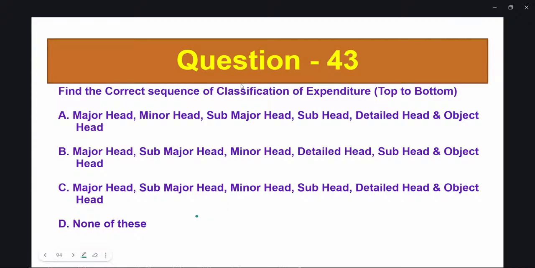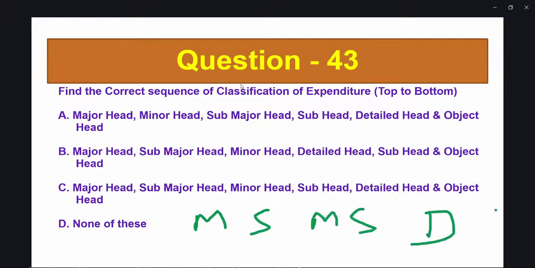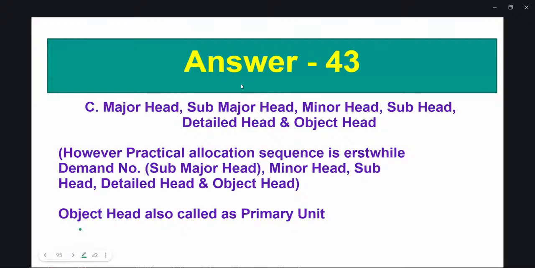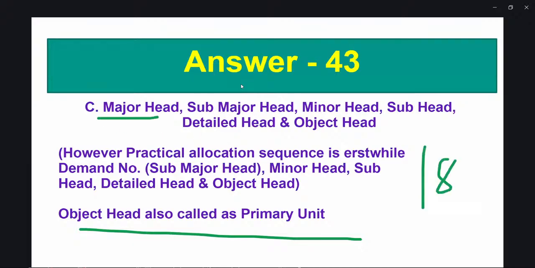Or we can remember with a mnemonic: M, S, M, S, D, O. Very good. Please remember M, S, M, S, D, O. What is M? Major, then sub-major, then minor. Then subhead, or subordinate. Then DO, please remember demi-official: the detailed head and object head. Object head is nothing but the primary unit. But in practical allocation of 8 digits, the major head does not appear. It starts with the erstwhile demand number, that is nothing but the sub-major head.